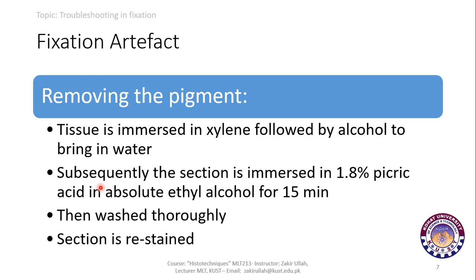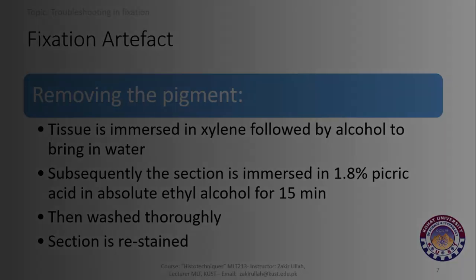Subsequently, after alcohol, the tissue is immersed into 1.8% picric acid solution and in absolute ethyl alcohol for 15 minutes. After processing and putting in alcohol, the tissue is washed thoroughly with normal saline or simple water, and then the sections are stained and examined under the microscope.